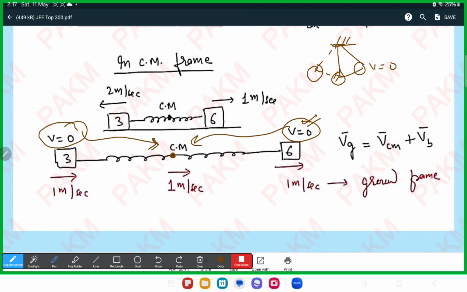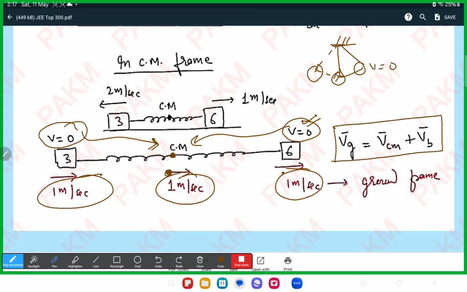If you want to calculate with respect to the ground frame, we can say that whatever the center of mass velocity is, the same velocity will be for both of the blocks. So here we can say 1 centimeter, 1 centimeter, and 1 centimeter. They are moving, and this is the velocity of blocks. Velocity of system with respect to ground is velocity of center of mass plus velocity of blocks.